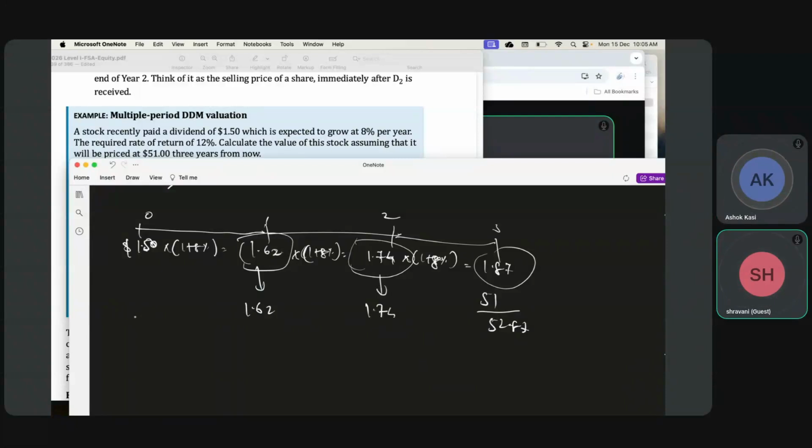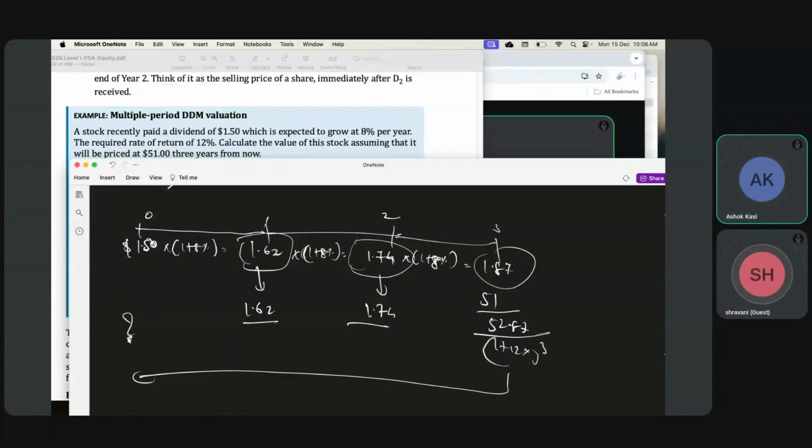Now, if these are the cash flows, what is the price based on this? You think of all the future cash flows. We just have to discount them at 12 percent. So this one divided by 1 plus 12 percent raised to 3 years, then 1 plus 12 percent raised to 2, and 1 plus 12 percent raised to 1.